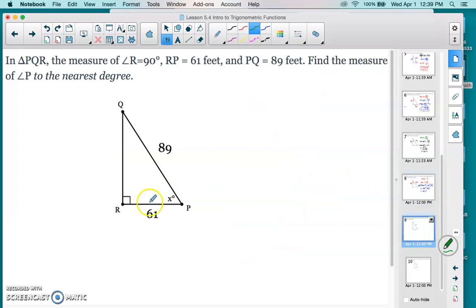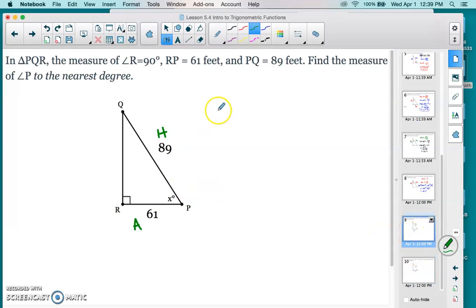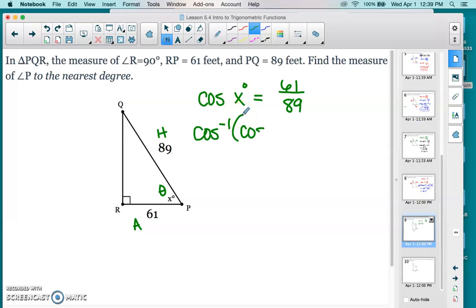Okay, I'm going to do one more really quickly just to kind of show you how that works. So this one we've got an adjacent and a hypotenuse. That's cosine again. Okay, whatever. So cosine of my angle is 61 over 89. And I need to apply an inverse cosine to each side in order to find the angle measurement.